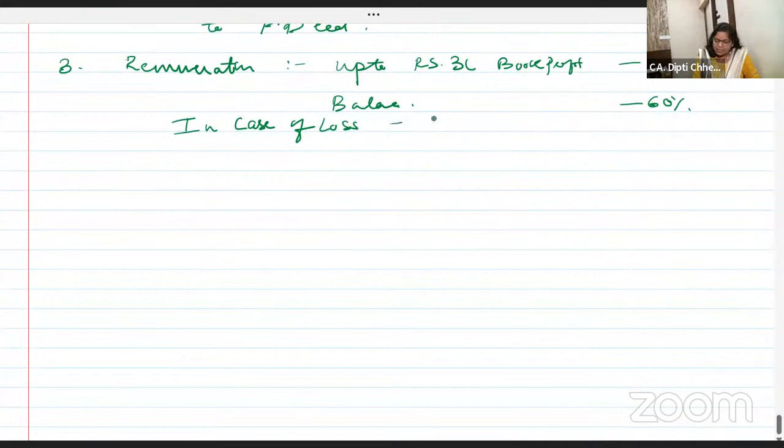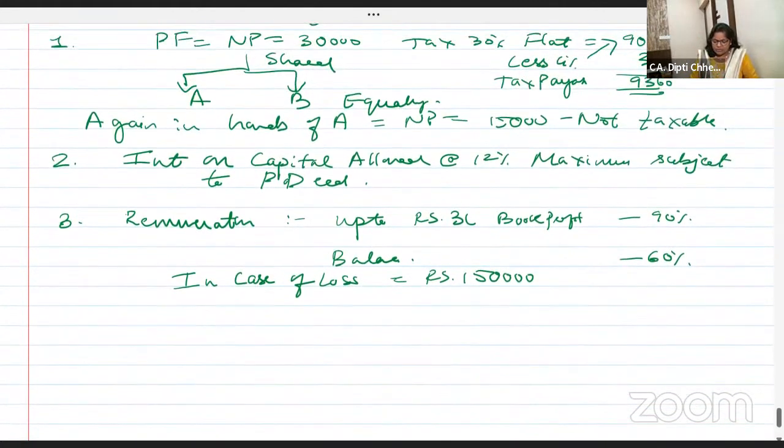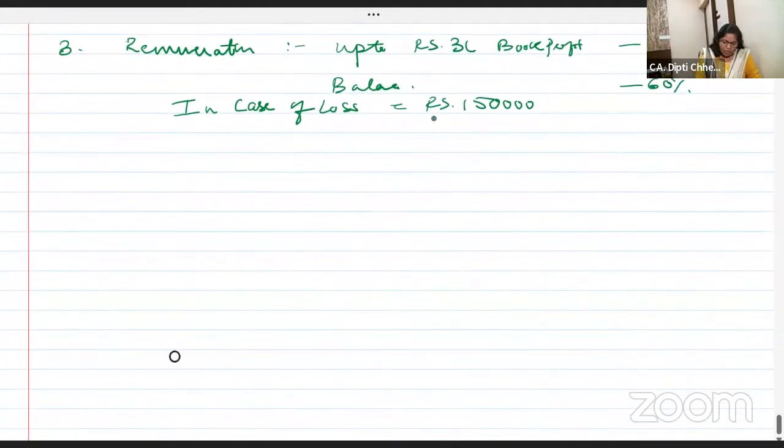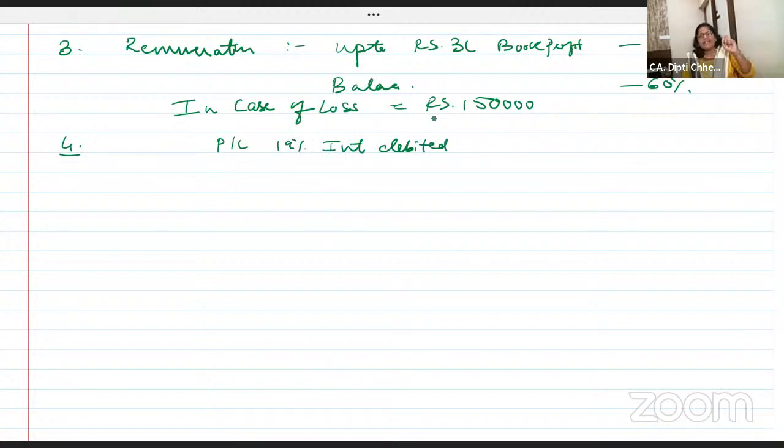Chalo. In case of loss, rupees 1,50,000 is allowed as remuneration. ओके हाँ, यहाँ पे एक और concept है, अगर आपको समझ में आ रहा है तो देखो. In PNL 19% interest debited. Interest, remuneration, salary, what is received by partner is taxable in their hands.